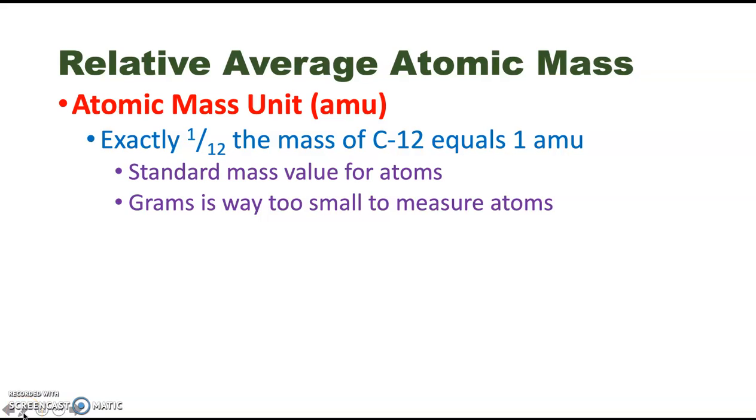So in this video we'll talk about average atomic mass. Before we do though, you need to know what AMU is. So we've used AMU as a unit, but we haven't actually discussed what it is. So the AMU is exactly 1/12 the mass of a carbon-12 atom. So a carbon-12 atom weighs 12 AMUs.